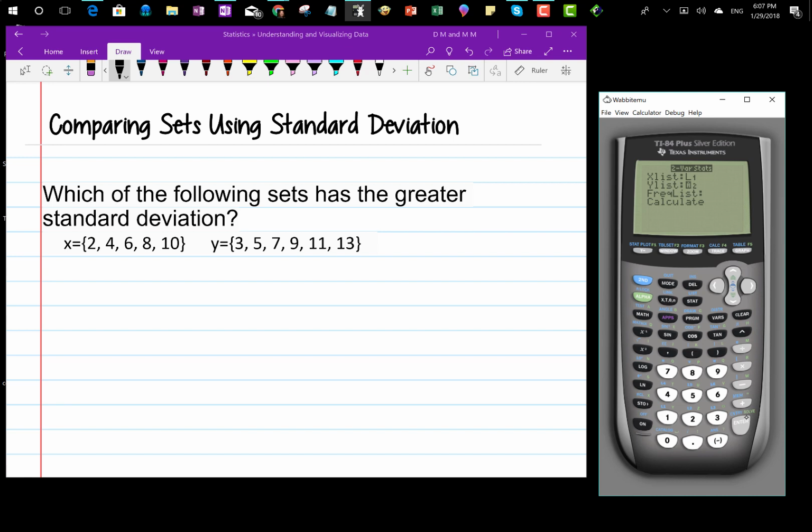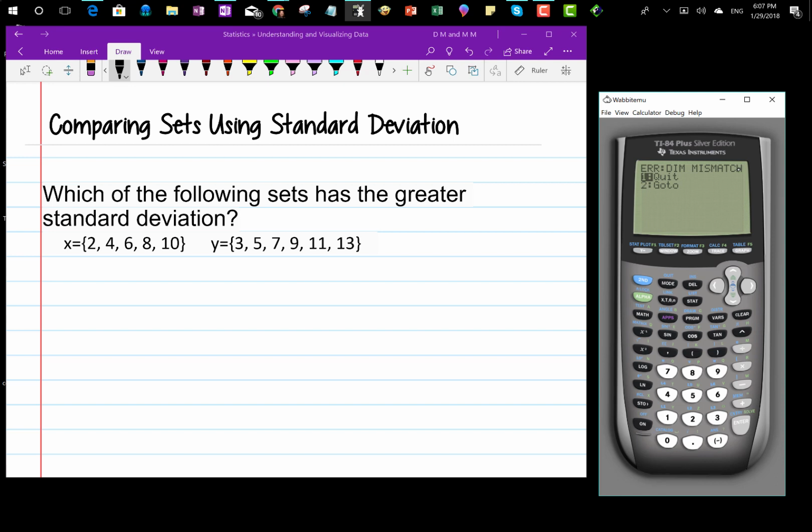And it says where's my Y list? Well, that's in L2, so I press second and 2 for L2, and press enter. It asks for a frequency list. We don't have one of those. And then we press calculate. And then I get an error, dimension mismatch.